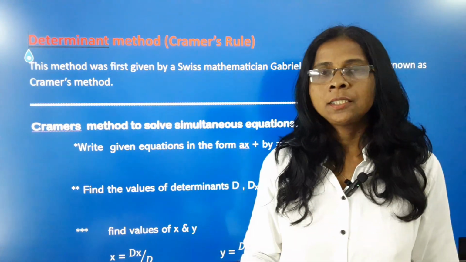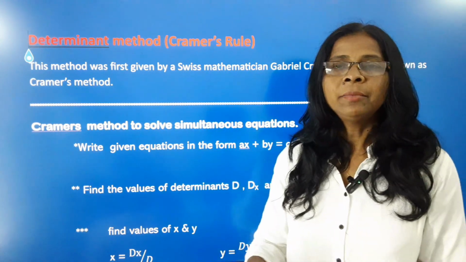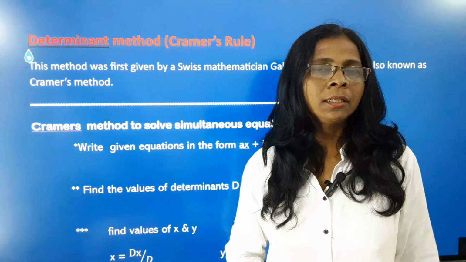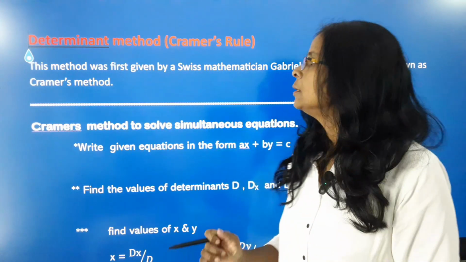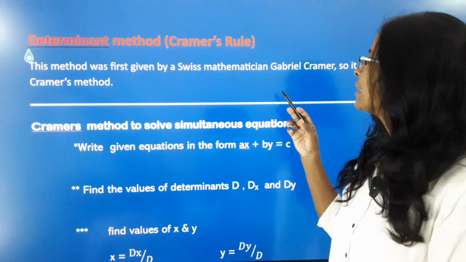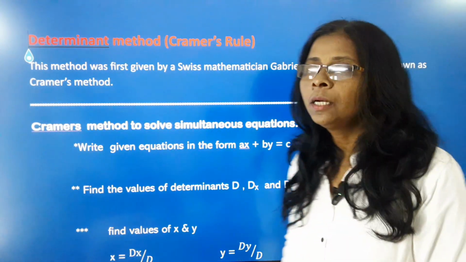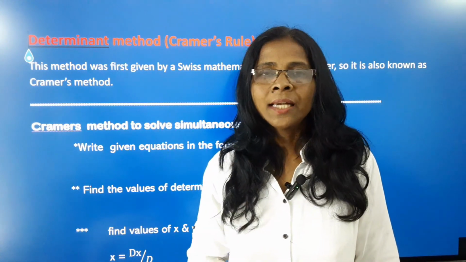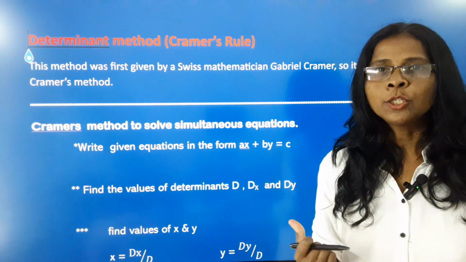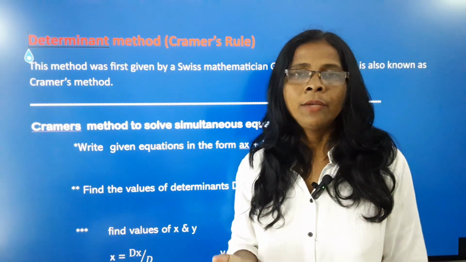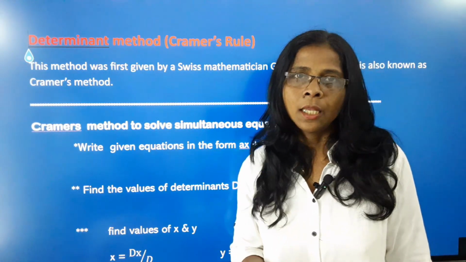Students, there is another method to solve simultaneous equations, and that method is known as the determinant method. It is also known as Cramer's rule. This method was first given by a Swiss mathematician, Gabriel Cramer, and so it is also known as Cramer's method. There are a few steps, and if you carry them out, you can solve the simultaneous equations.